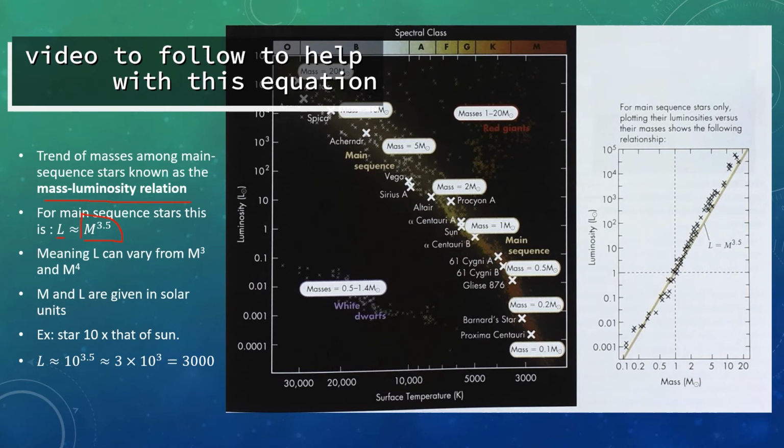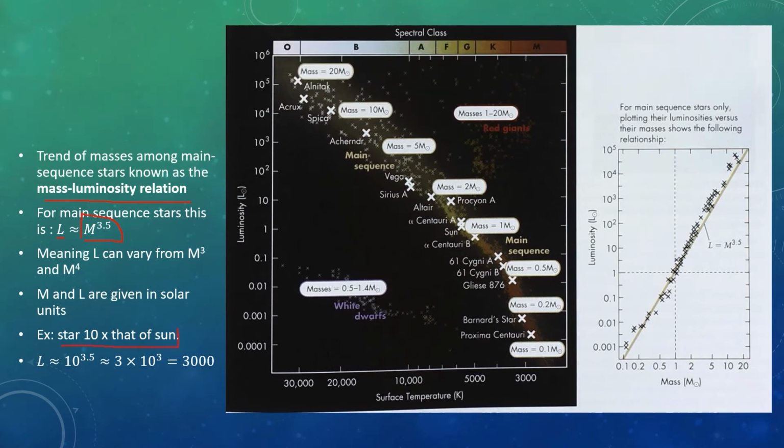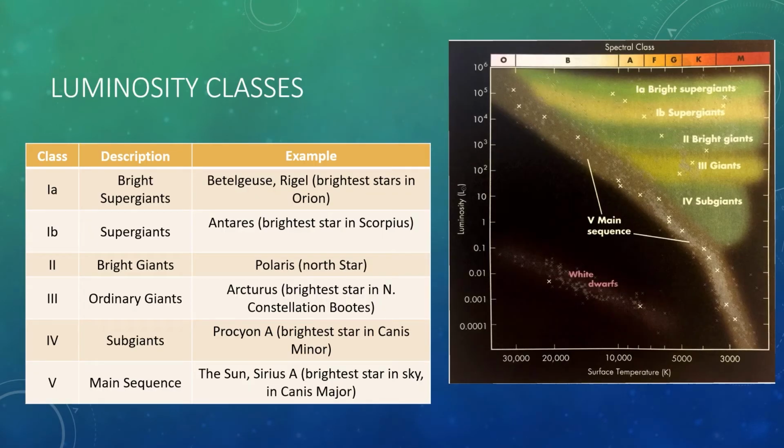An example is a star that is 10 times the mass of the sun. We would say, okay, luminosity, our M in this case, is 10. So 10 to the 3.5 is equal to 3 times 10 to the third, so about 3000. That's the luminosity. We're also able to see the luminosity classes within the HR diagram, which is super interesting.